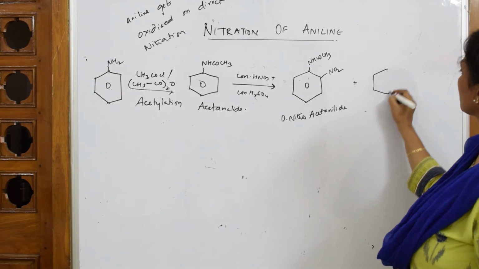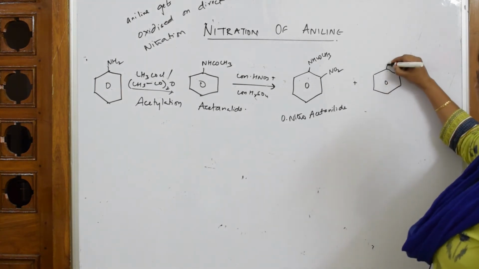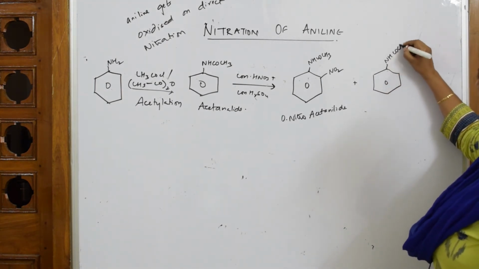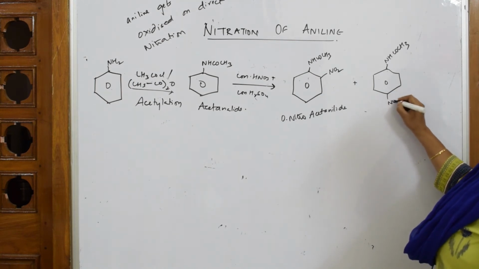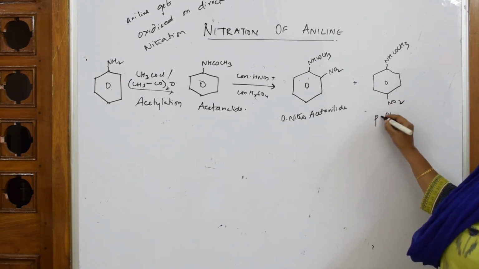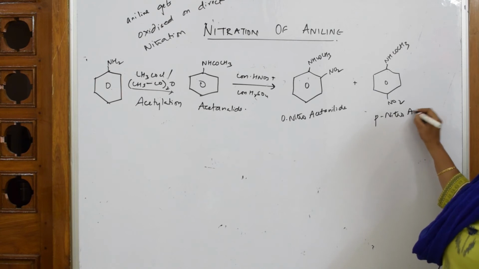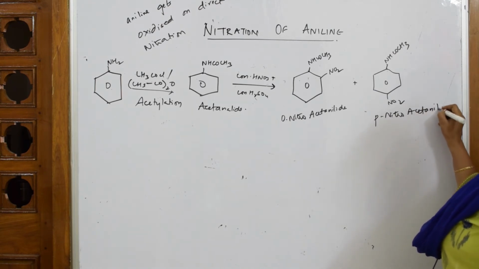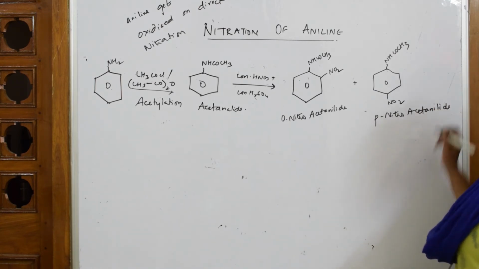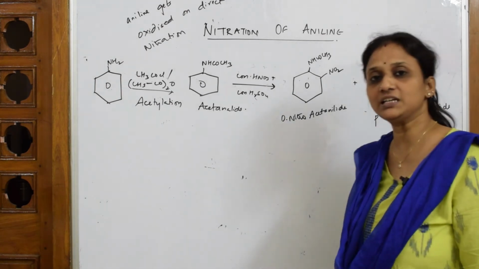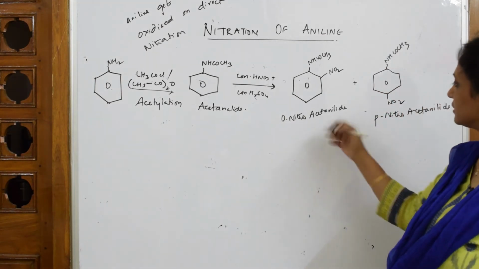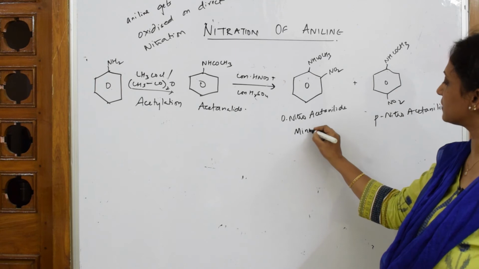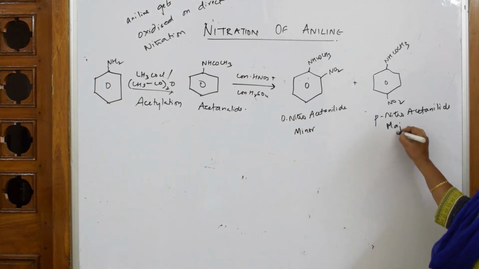plus para nitro acetanilide. These two are the products. Done. So still our nitroaniline is not formed. Of these, the ortho is the minor product and the para is the major product.